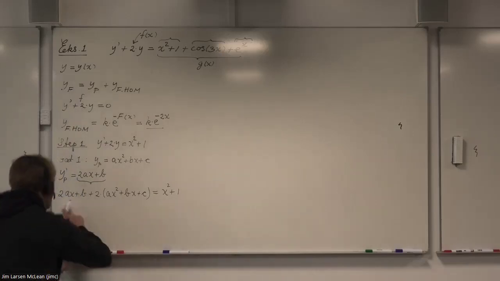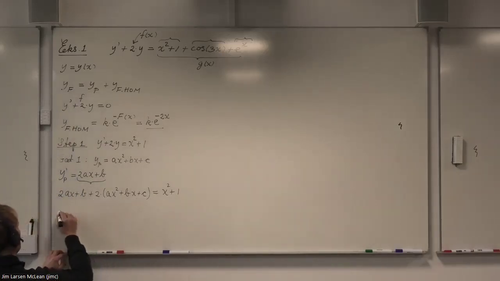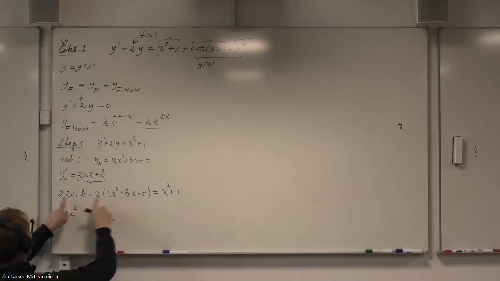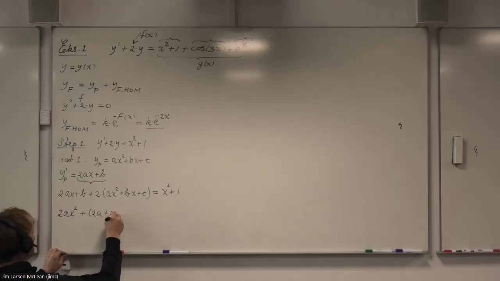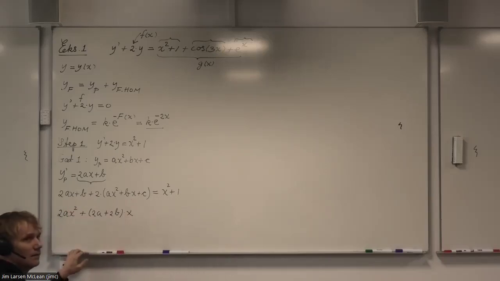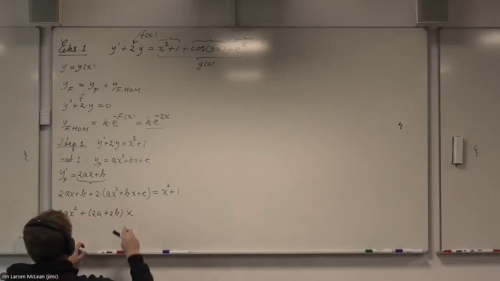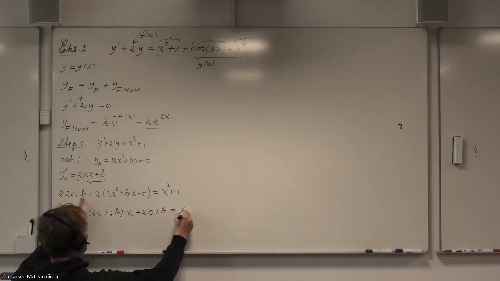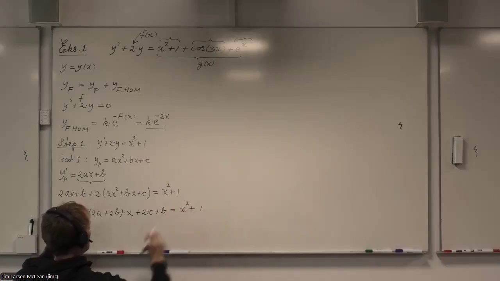So what do we get when we calculate this? Well, we get 2x squared, if I start with the highest occurring power of x. Then I get 2bx here, but I also have 2ax here, so I get a total of 2a plus 2b, which is multiplied by x. Can you see that? Because from here came 2a times x, and from here came 2b times x, and that's what is written here. And finally, I have 2c plus b.